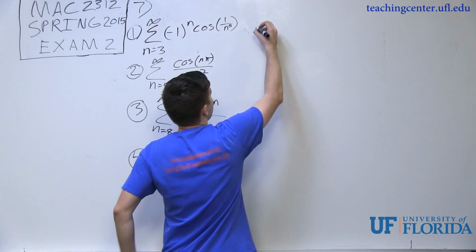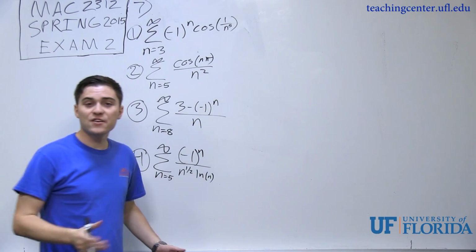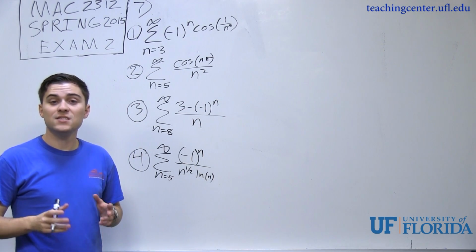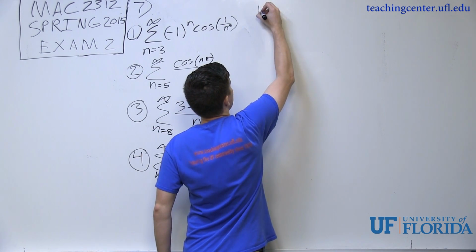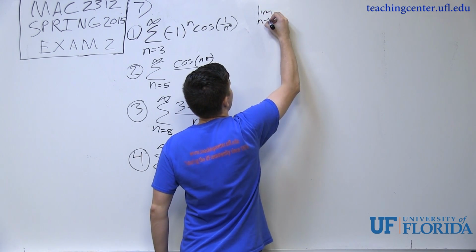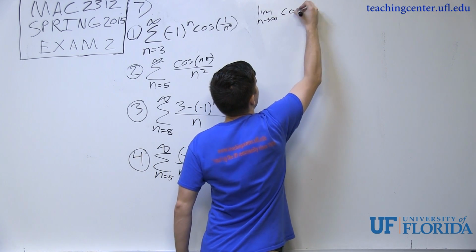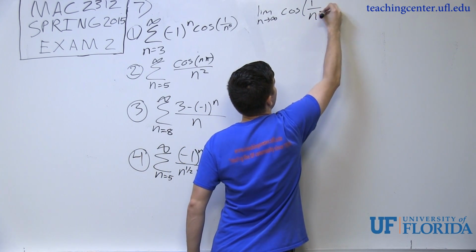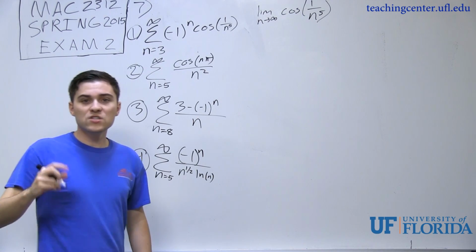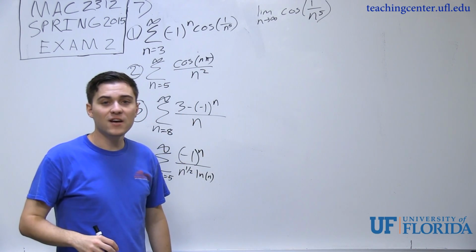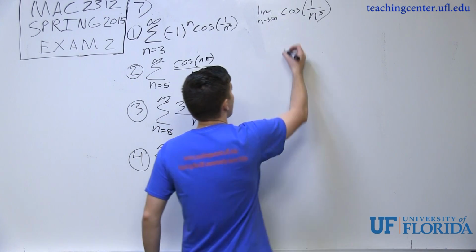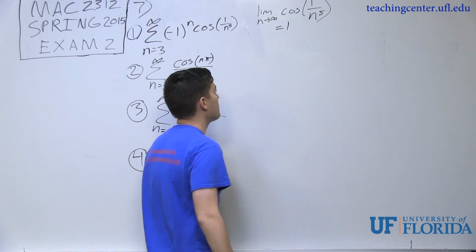According to this, the first criteria you need to satisfy for the alternating series test is you need to take the limit of b sub n and it has to be 0. My b sub n in this case is cosine of 1 over n to the 5. If I take the limit of that as n goes to infinity, I end up with cosine of 0. Cosine of 0 is equal to 1.